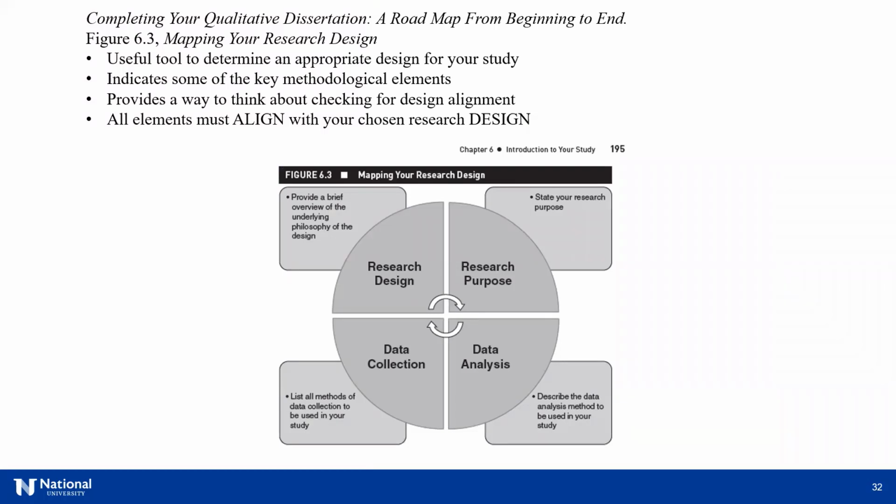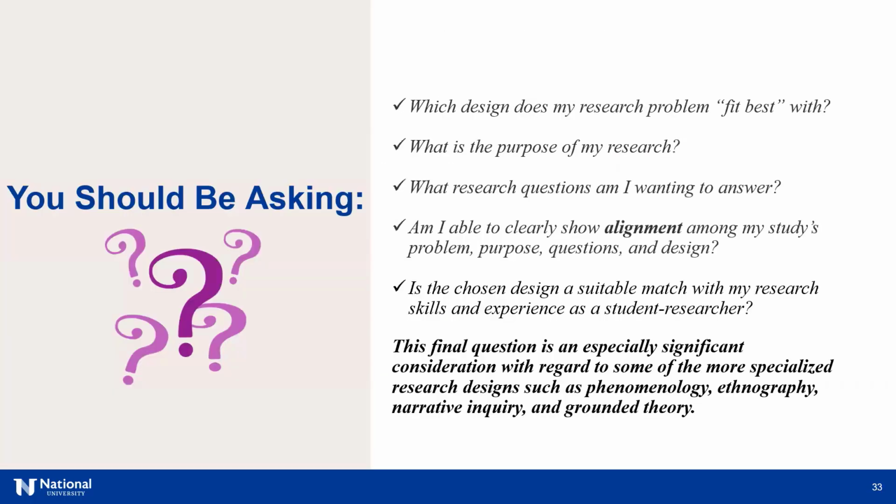I just also want to draw your attention to a tool that I developed, which is presented in this book as figure 6.3, called Mapping Your Research Design. This is a useful tool to help you map out your study in terms of the problem, purpose, and research questions, and then try and figure out what might be the most appropriate research design to select. Because remember, as I emphasize throughout, and as Dr. Boberg and I continually emphasize, all the elements, being the problem, purpose, and research questions, must align with your chosen research design. That is an essential, non-negotiable point in qualitative research.